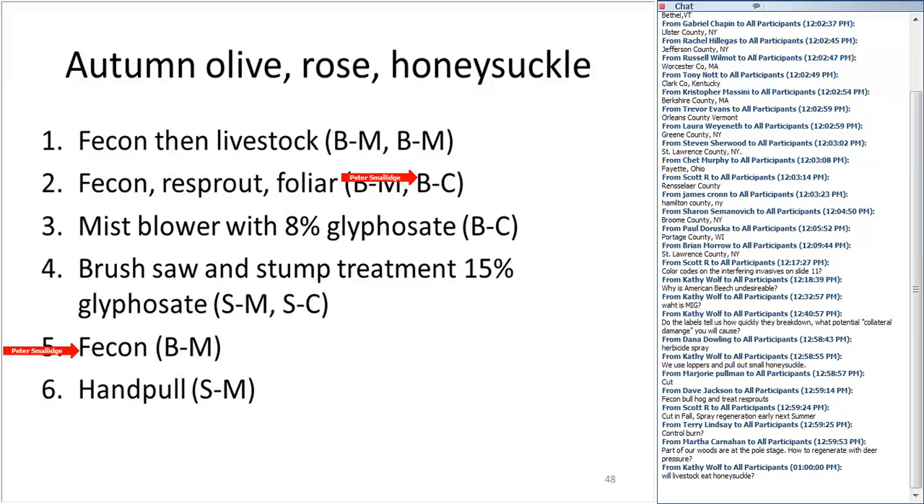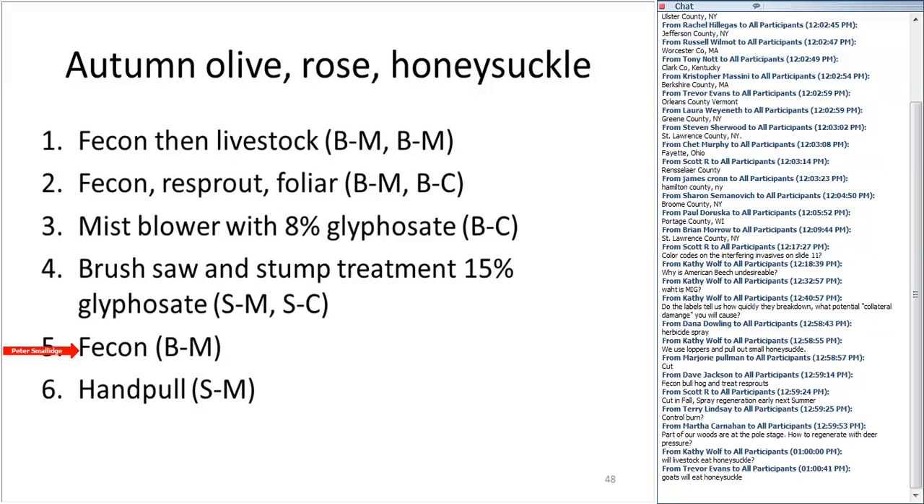It could be that you just do fecon and come back every few years to do fecon again. This would be fairly expensive but doable if you wanted to be strictly organic and you had a large area, or if it's a small area, then you could go in and hand pull it. So you can see there are lots of options.